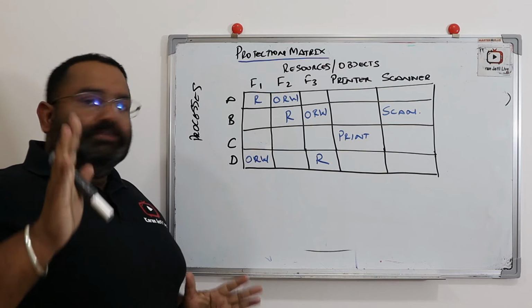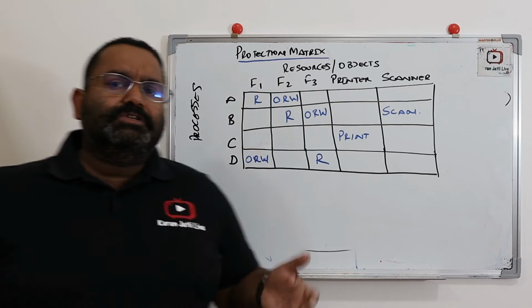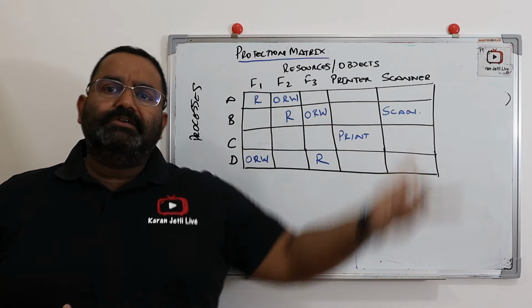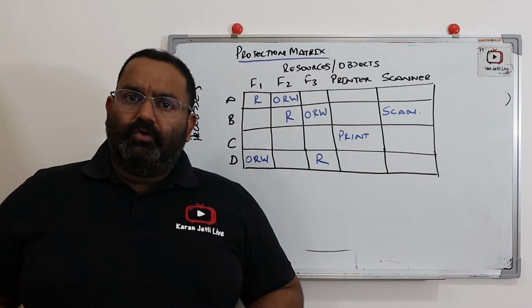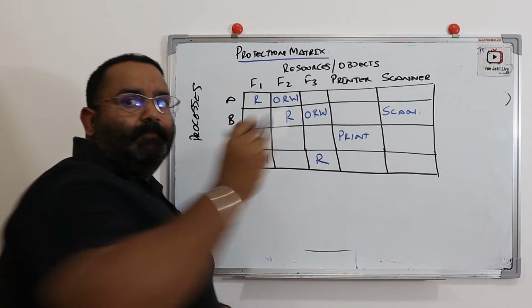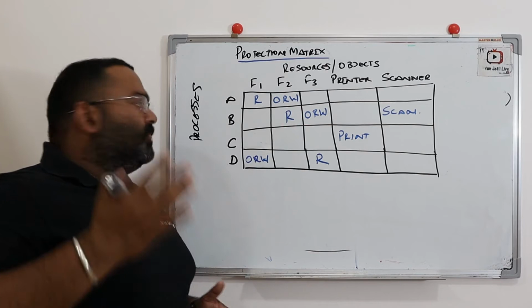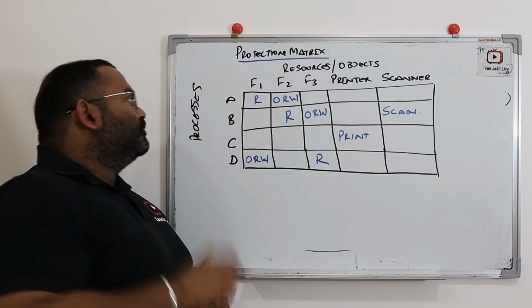Okay, so in this example, I'm showing different resources. When we talk about resources in our computer systems, we have many different types of resources. A file is a resource, and hardware resources like a printer, scanner, and so on. So I have file 1, file 2, file 3, I have a printer as a resource, and I have a scanner. These are the different resources which are needed by different processes. In this example, I have four processes, that is A, B, C, and D.